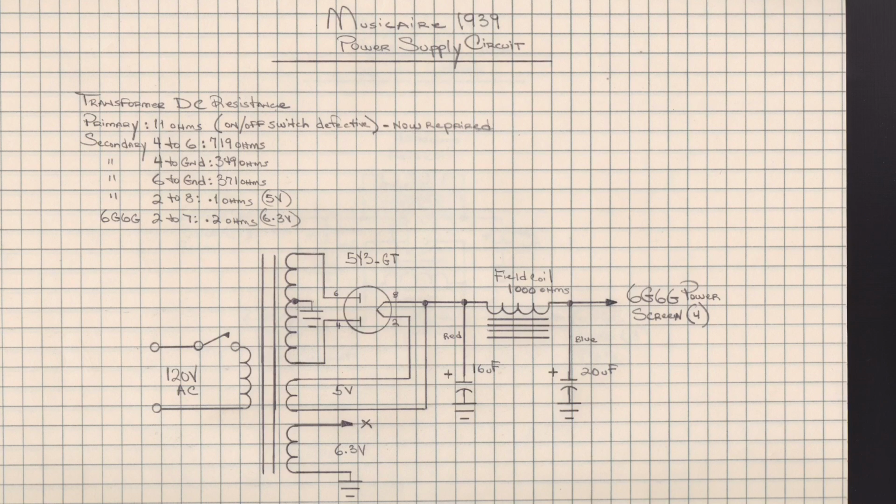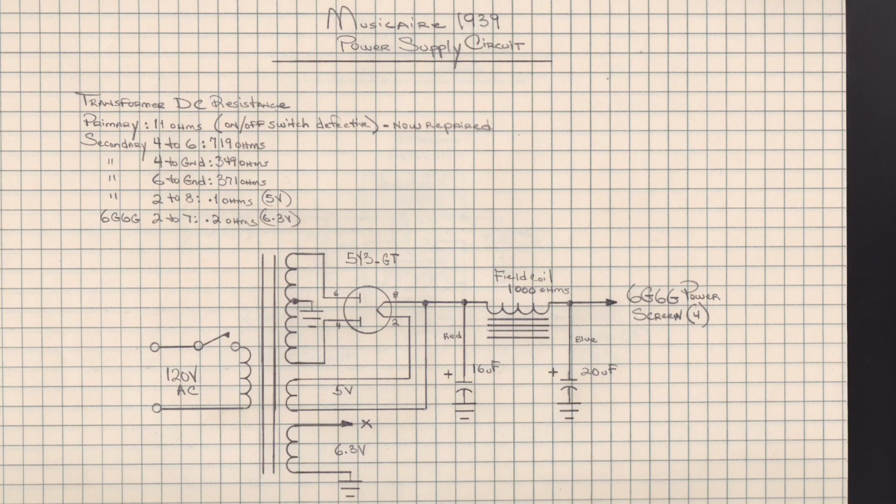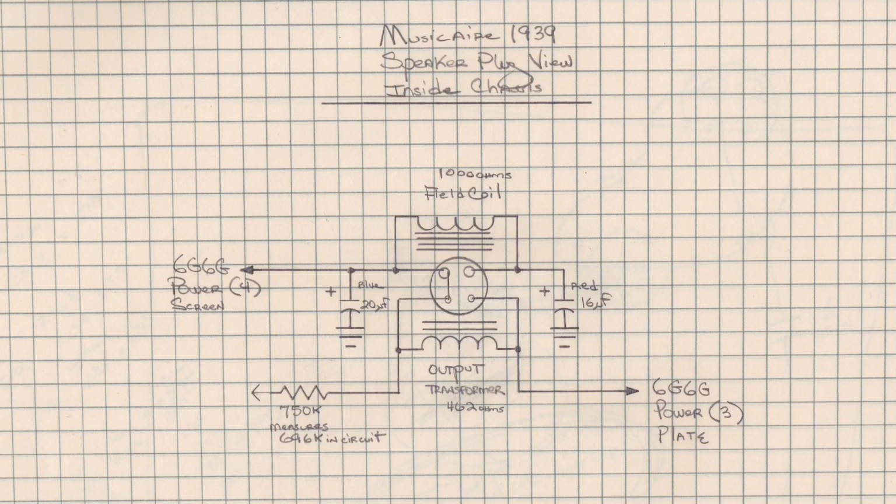And you'll see here also, I'm showing the field coil of 1,000 ohms. The substitution that I made is 1,500 ohms to help reduce the B-plus voltage going over to the screen of the output tube. Again, I've substituted a 6K6 GT for the 6G6G. And the modifications that were made to the speaker plug on the radio itself, where the field coil was connected to the two larger pins of the plug itself, which were not utilized initially.